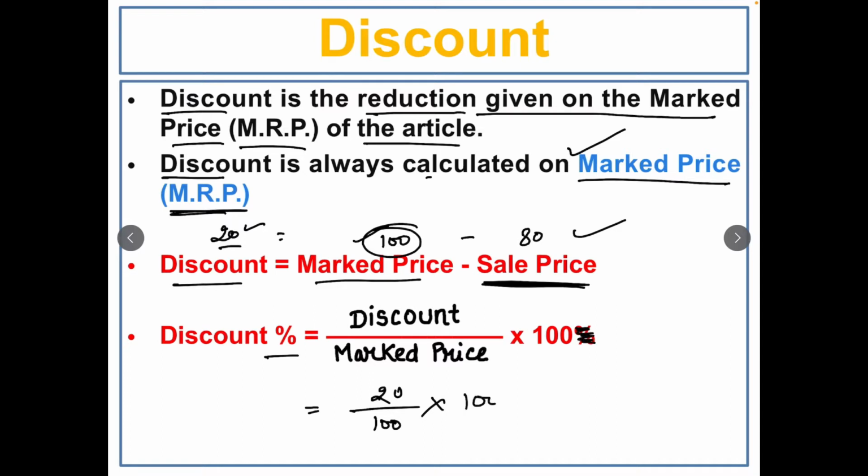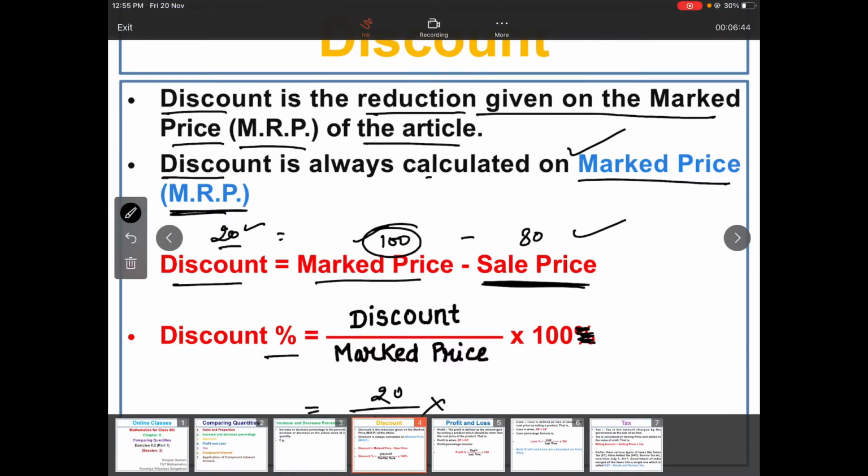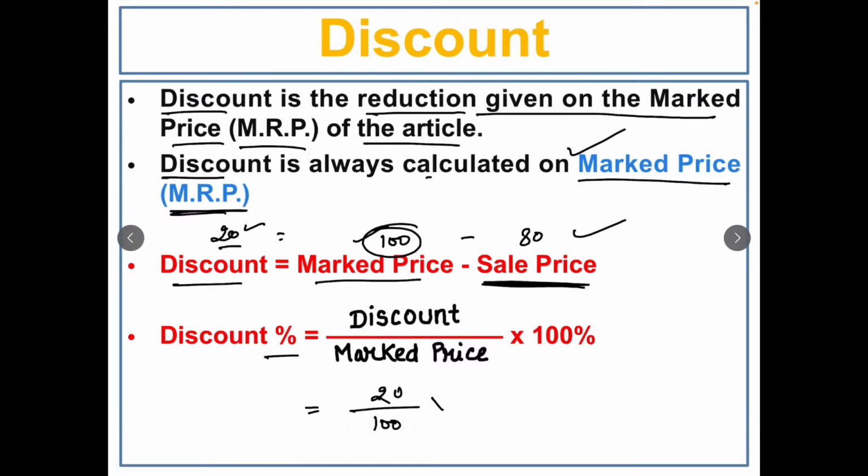Multiplied by 100%. When you solve this, this 100 will be cancelled by the 100, and you will get the result as 20%. So the discount given on this article was 20%. Okay, that's how we use this formula to calculate the discount given on any article.